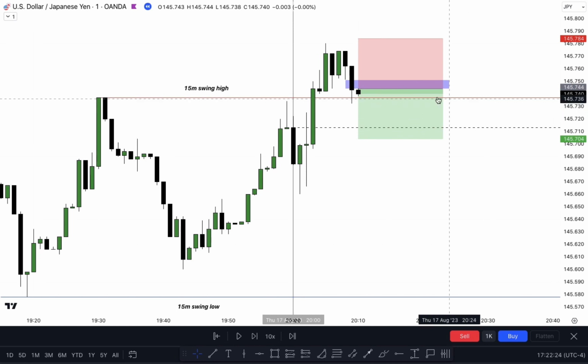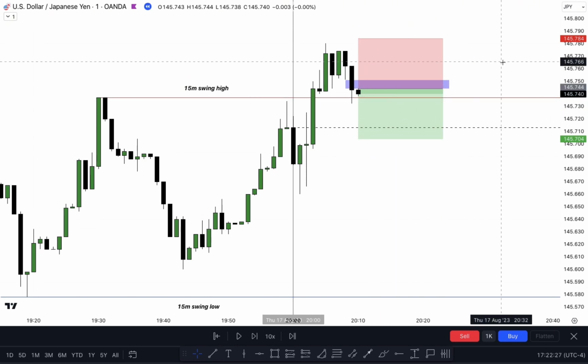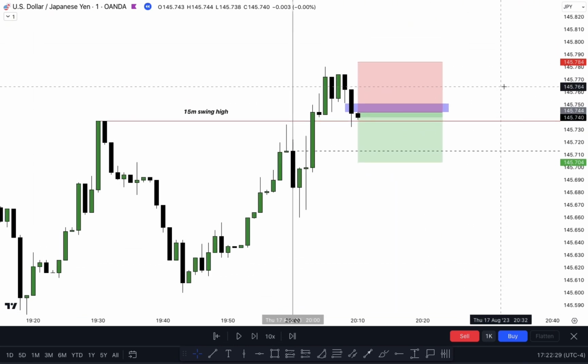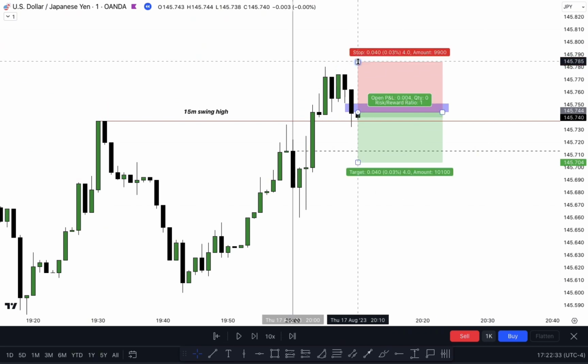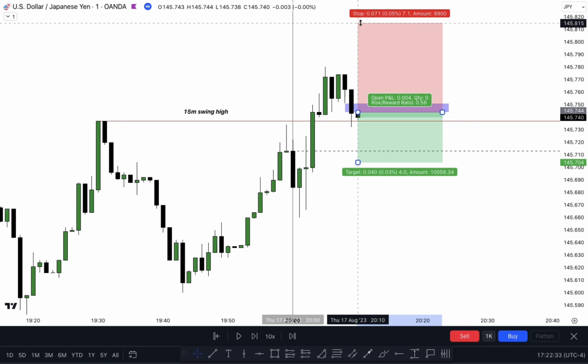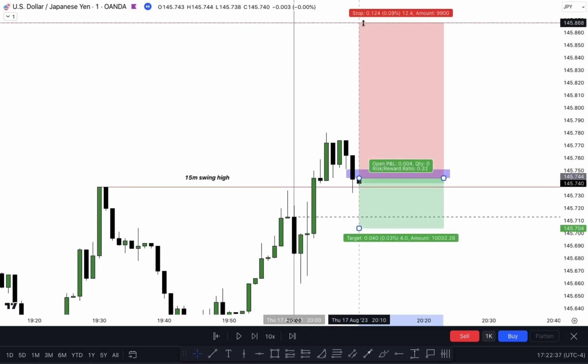So right there. And I'm going to have either a 1-to-1 setup. Most likely I'm going to stick to a 15 pip SL or a 20 pip SL, depending on the risk parameters. So let's say I go for a 15 pip SL.